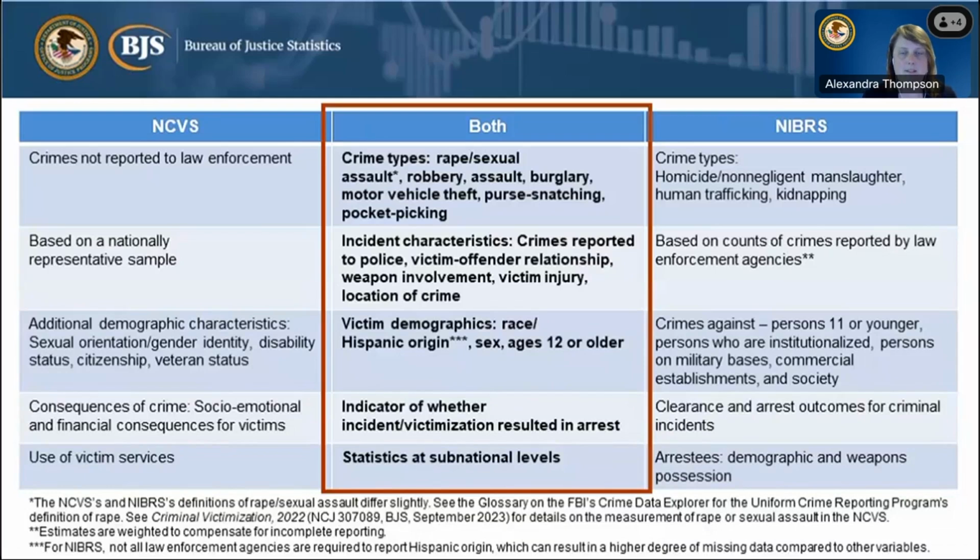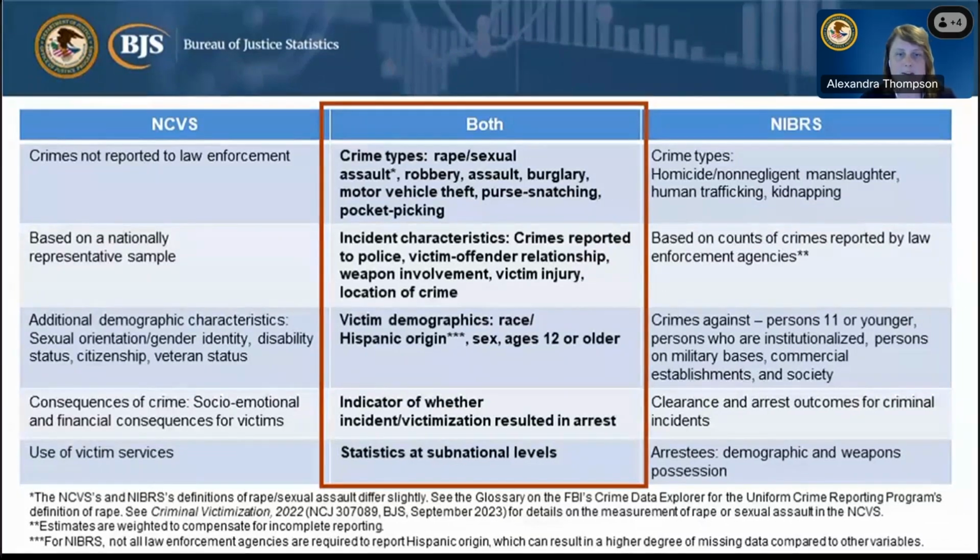This table summarizes a lot of what we have talked about already, but I'm going to go over it again in higher detail, since I know we've already been here for a bit in this webinar. So we've got some characteristics that are only for the NCVS, some characteristics that are covered by both data sets, and some characteristics only covered by NIBRS.